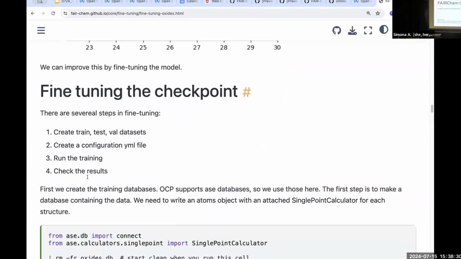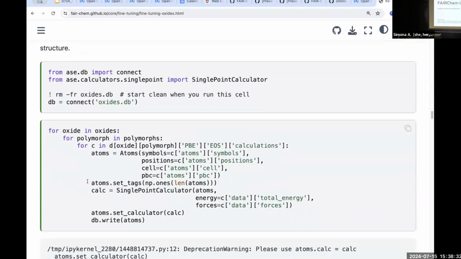So if you want to do this, there's a couple of steps. One, you go through and make an ASE DB. How many of you know what ASE is? How many of you are doing molecular simulations and do not know what ASE is?